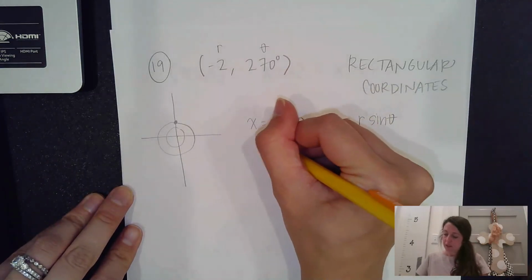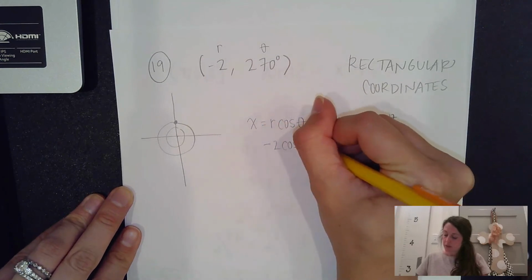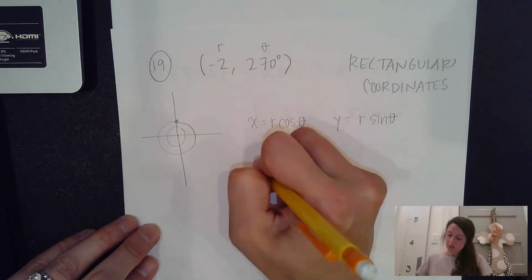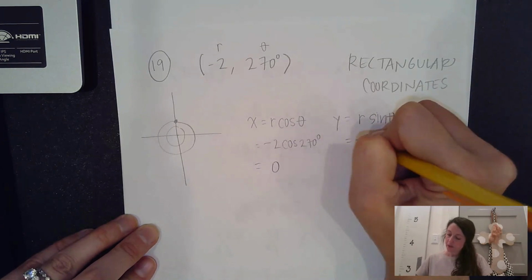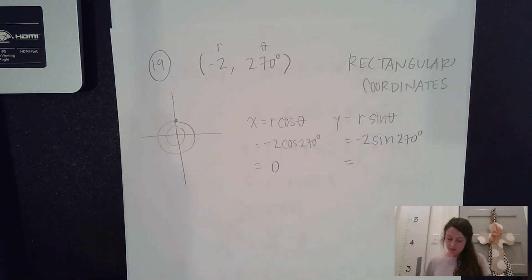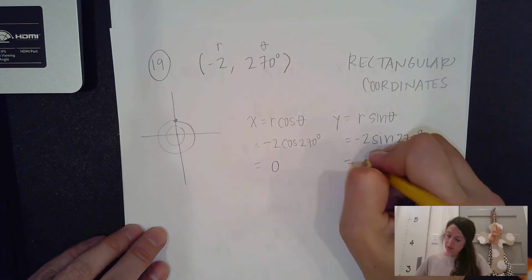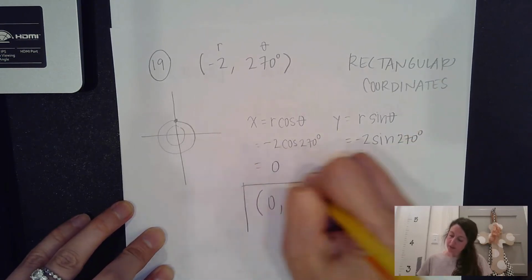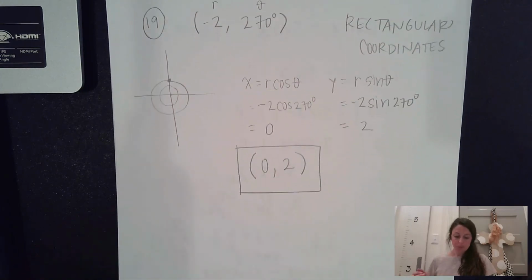So I'm going to have negative 2 times cosine of 270 degrees. Negative 2 times cosine of 270 is going to be a 0. Here I'm going to have negative 2 times sine of 270 degrees. Negative 2 times sine of 270 is going to be a positive 2. So the x and y coordinates are going to be 0 and 2, or (0, 2). Good deal?